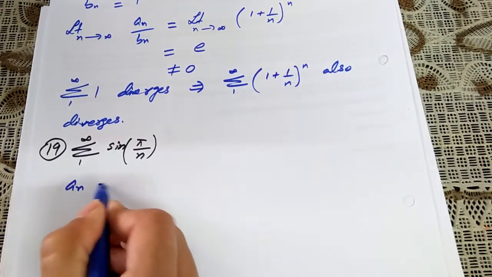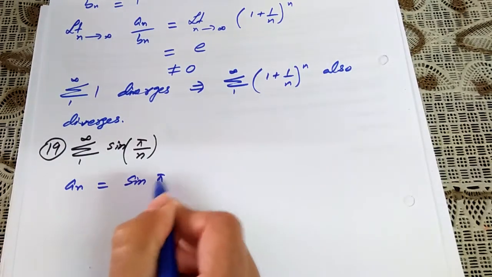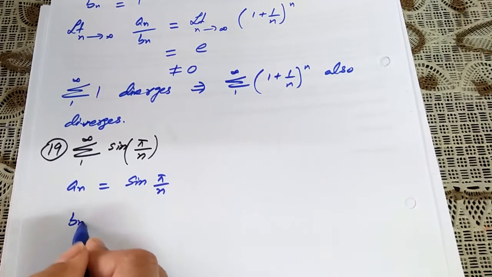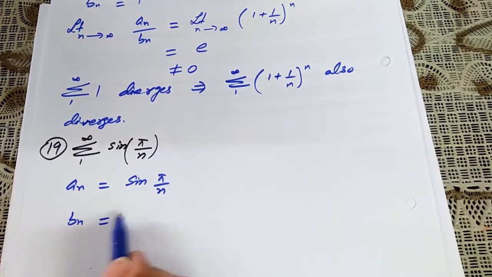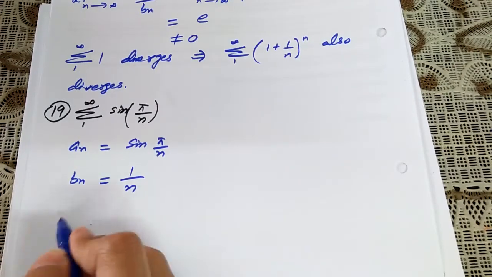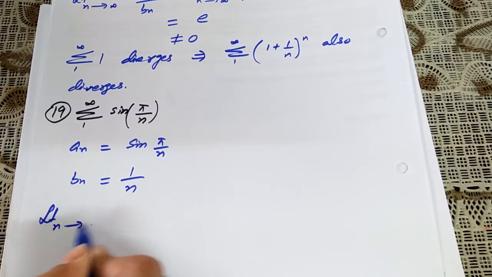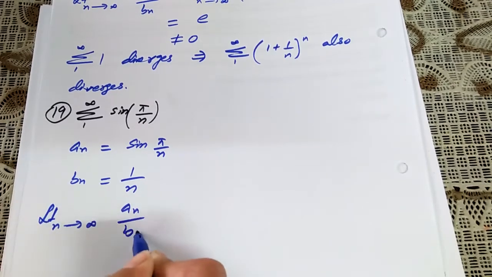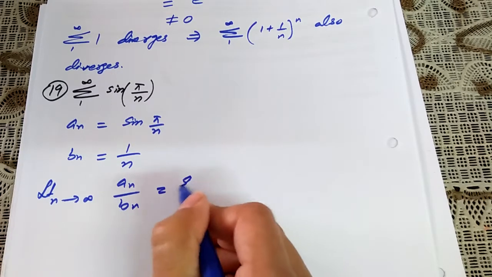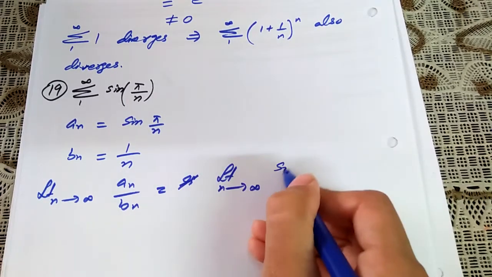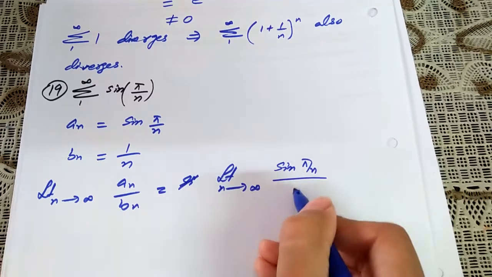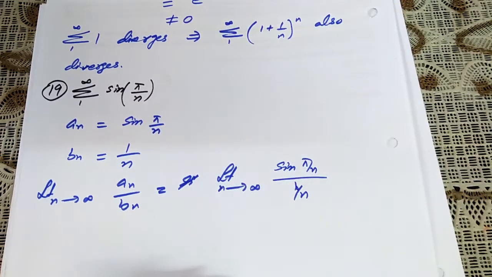Now an term is sine of pi over n. Take your bn, we can simply take out the n term here, that is bn will be taken as 1 over n here. Now using the limit comparison test, limit n approaches infinity an over bn will be equal to limit n approaches infinity sine pi over n divided by 1 over n.